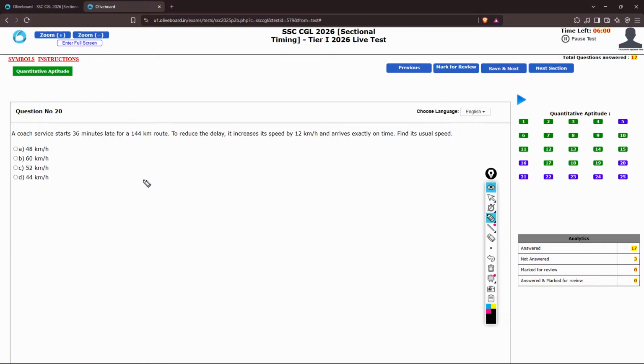A coach service starts 36 minutes late for a 144-kilometer route. To reduce the delay, it increases speed by 12 and arrives exactly on time. So 12, find the actual time, right? Okay.